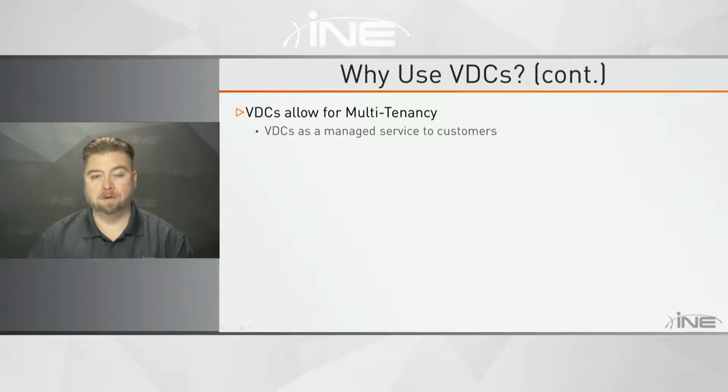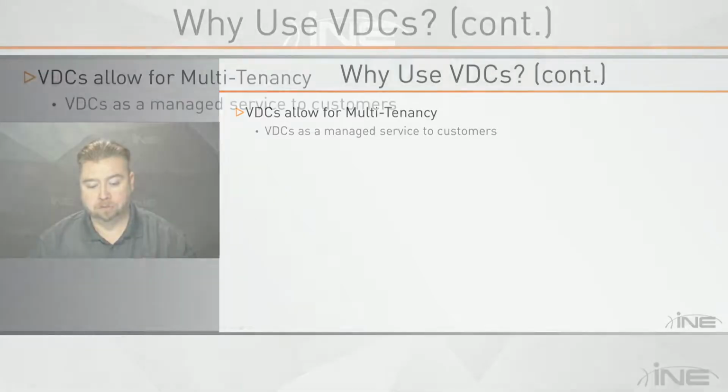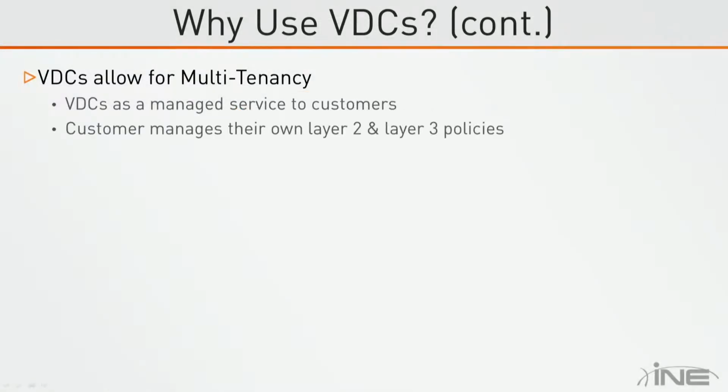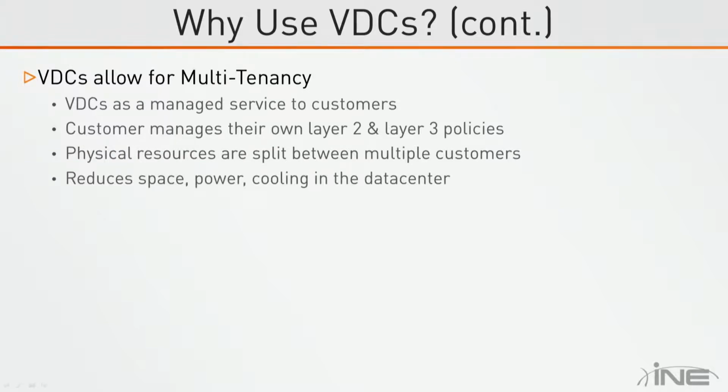But from our point of view, from a physical layer 1 point of view, we're cutting down on the amount of space in the data center, the amount of power, the amount of cooling, because we're virtualizing this into one physical chassis. Okay, so from the customer point of view, they're going to manage their own policies, like they log into the CLI and make those changes. But from behind the scenes, it's shared in one physical box. Okay, so physical resources are split between the multiple tenants or the multiple customers, but we're cutting down on the amount of physical footprint that we're needing in the data center.